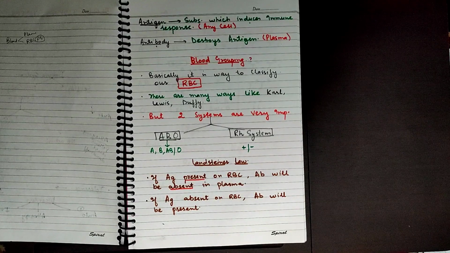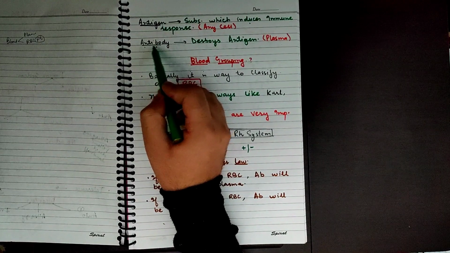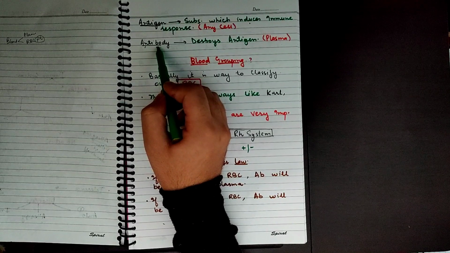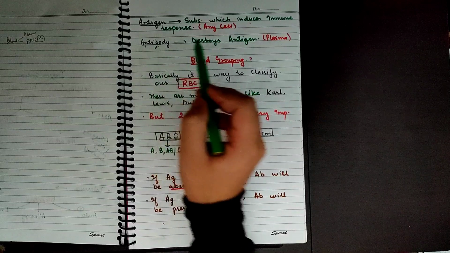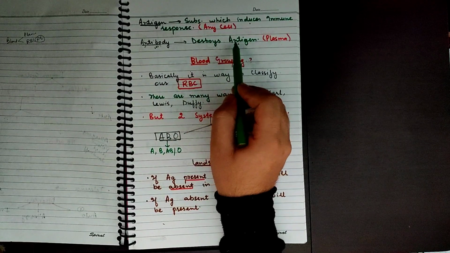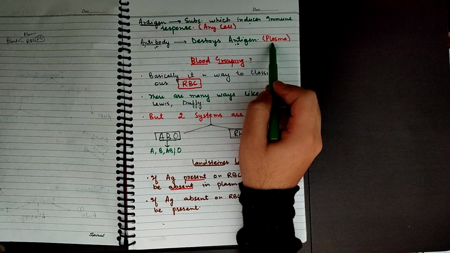Okay, and these antigens may be self antigens, foreign antigens, they are present over every kind of organism. And against this antigen, what our immune system does, it produces some molecules which are known as antibodies. So what are antibodies? They are the molecules which destroy the antigen. They are produced by the immune system and they are always present in the plasma.